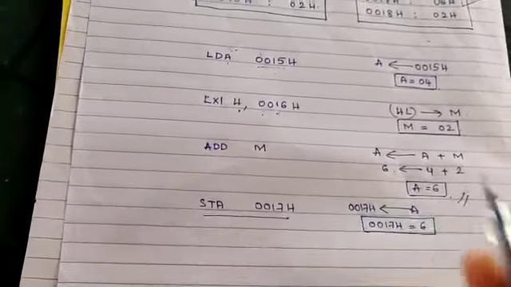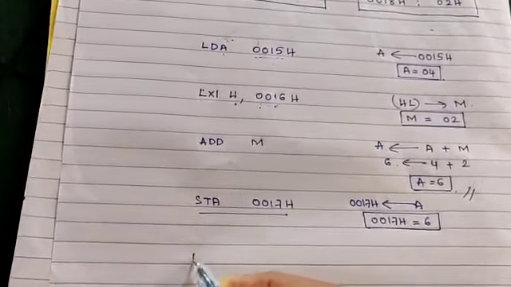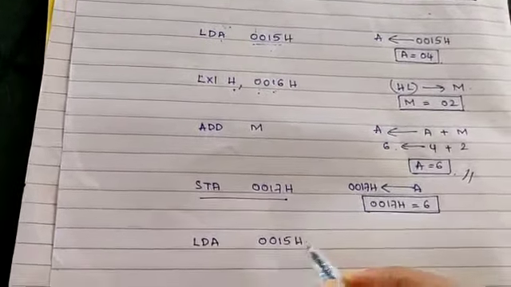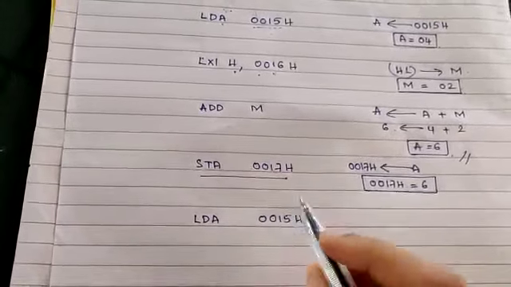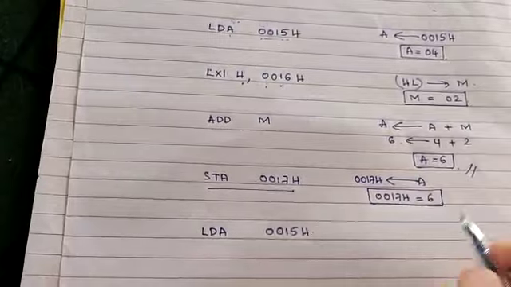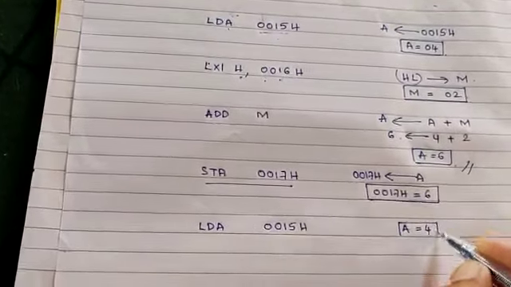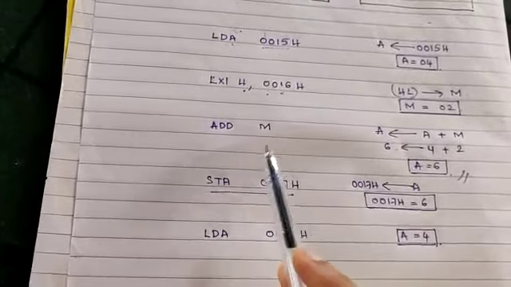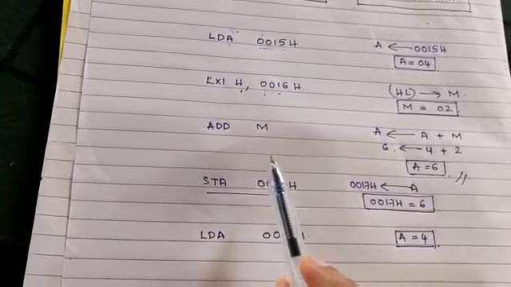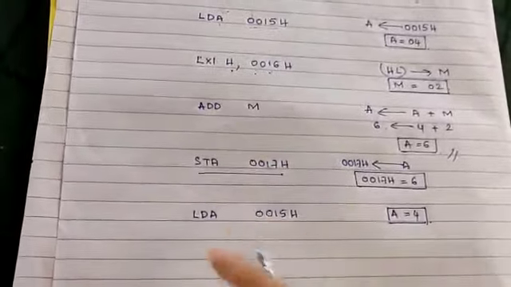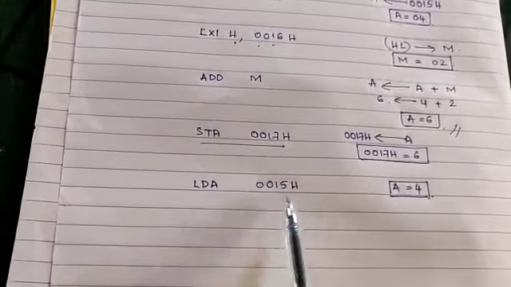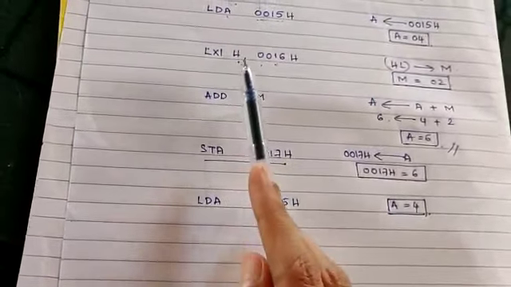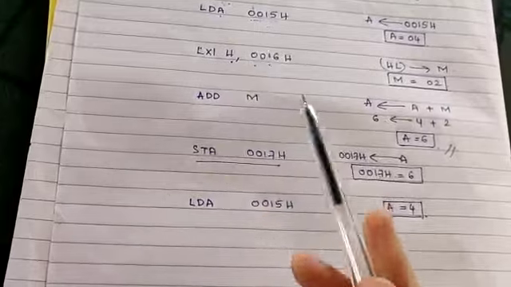So once again we will have to make use of LDA 0015H. So here, from 0015, the first number 4 will be loaded back into the accumulator. Okay, now why is this done? Because when we performed addition, the result was stored in the accumulator. Now after this, the second part, LDA 0015H. Okay, we have already loaded the number.